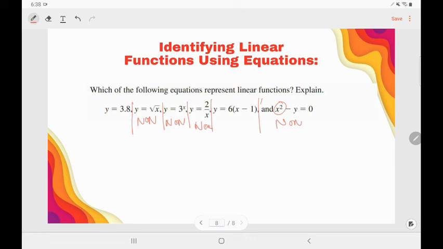Now let's look at the remaining 2. If I distribute the 6 into both of those terms, I get y equals 6x minus 6, that's the y equals mx plus b form. So this is linear. And for this last one, there's nothing telling me that it isn't. If you're not quite sure, remember I have y equals no x's, 0x plus 3.8. So it does still fit into that form, and it is still linear.